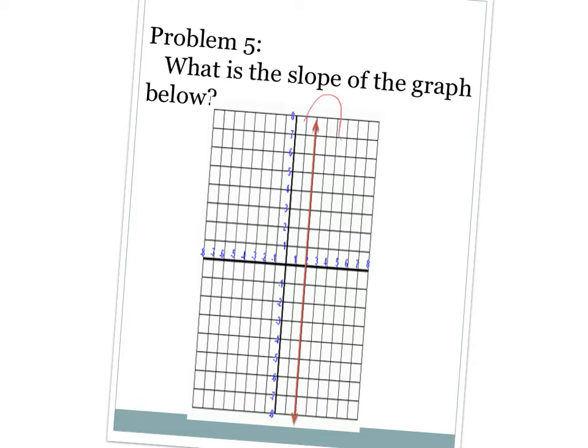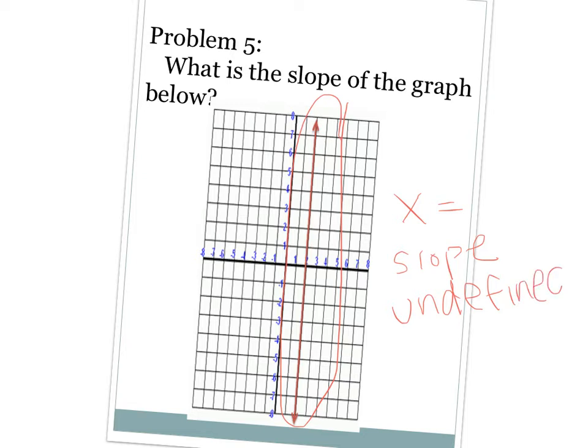What you always see is that when it's up and down, it's always x equals. So anytime it's x equals, the slope is going to be undefined. So I'm going to repeat that one more time. When you see a graph going up and down, it's undefined. Always.